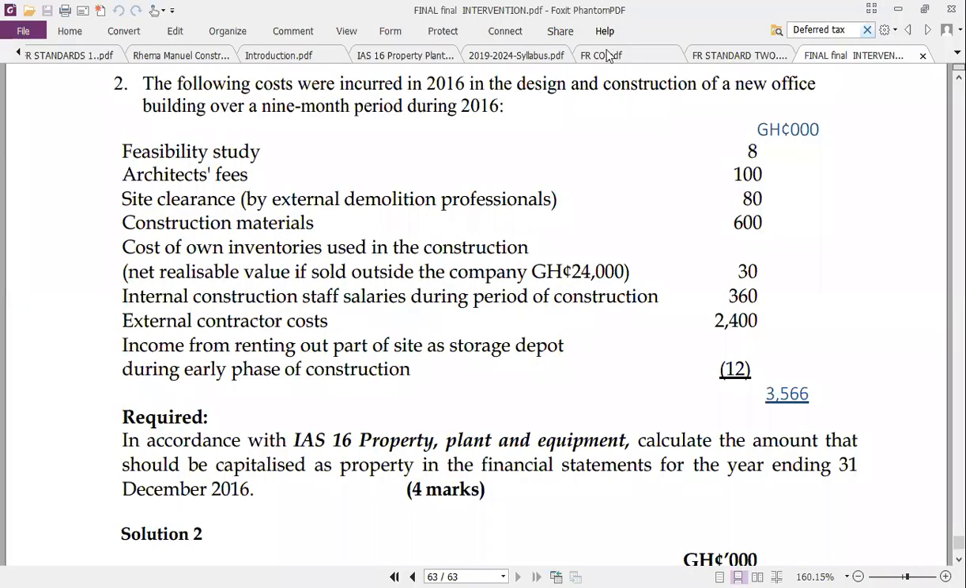Now let's try this question. This is one of the 2018 May past questions. Required in accordance with IAS 16, Property, Plant and Equipment: calculate the amount that should be capitalized as property in the financial statements for the year ended 31st March 2016. 4 marks. So I'm just calculating the cost, 4 marks.